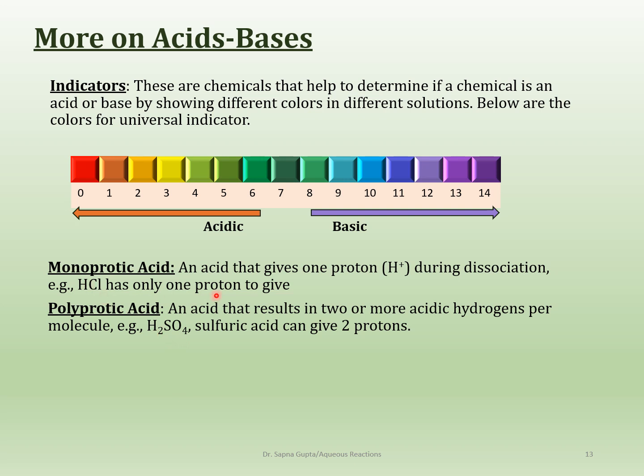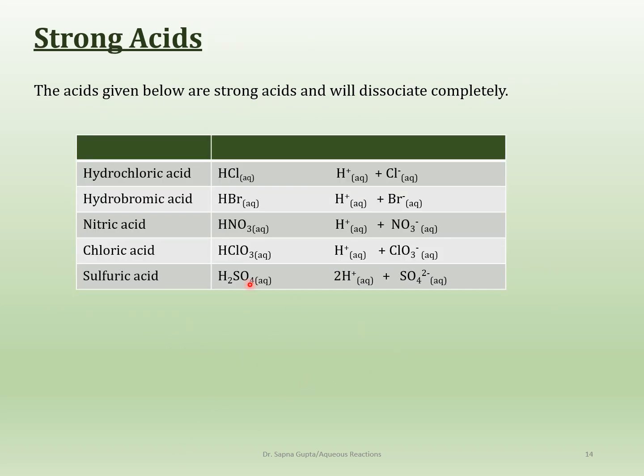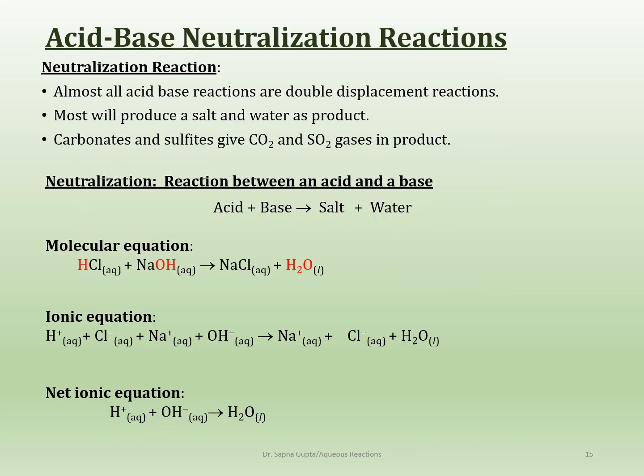Regarding the acids, there is a monoprotic acid and a polyprotic acid. Mono means that it gives only one proton. Polyprotic means it gives more than one proton. Nothing too fancy about this. Again, here are the strong acids, and remember, I gave you this table before also. What this shows you is how something is dissociating, and strong acids will dissociate completely, which is what made them good electrolytes also.